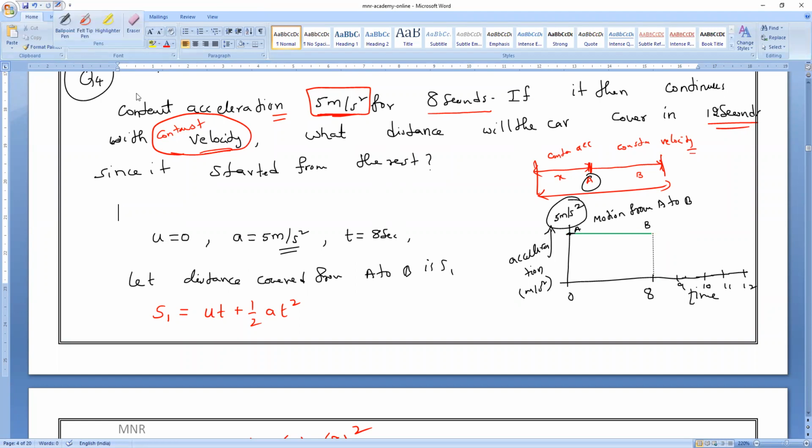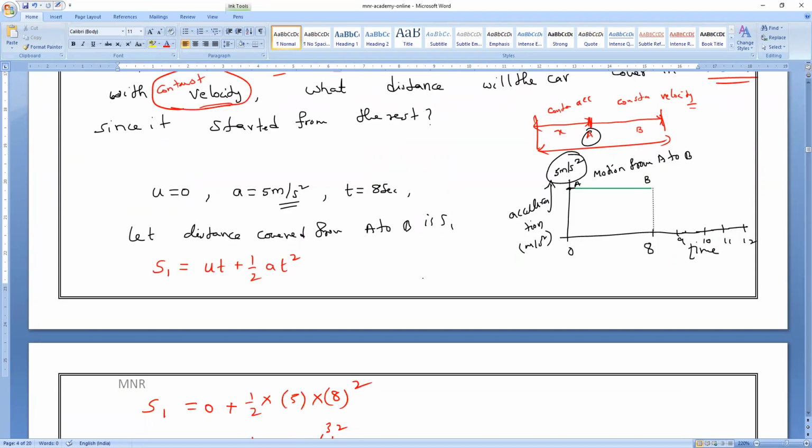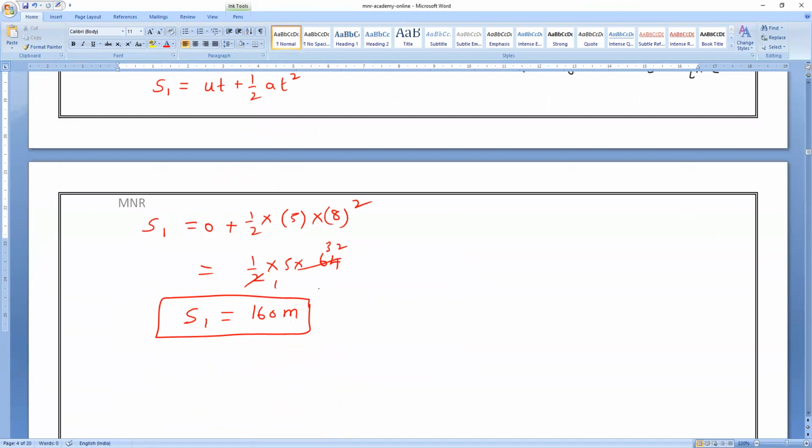Now, after 8 to 12 seconds, is it going with constant velocity or with the same acceleration? Constant velocity, sir. Constant velocity means who is zero? Acceleration. Acceleration is zero means the line will go where? Parallel to the x-axis.